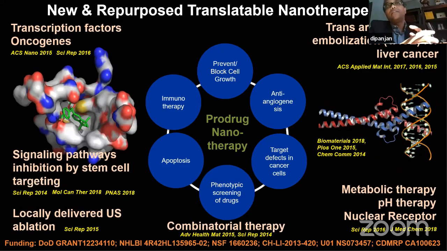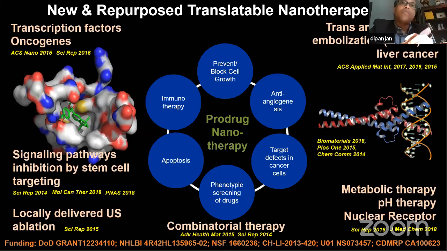The other approaches really are more chemistry oriented, more classical chemistry, where we try to develop either a new drug or a repurposed drug. So our strategy is really to develop drugs that can be quickly translated to clinics. That means the drugs that are already available in the market or FDA approved, clinically approved. We try to see whether those drugs can be utilized for a particular disease which they have not been intended for previously.